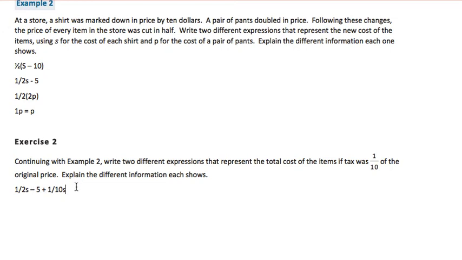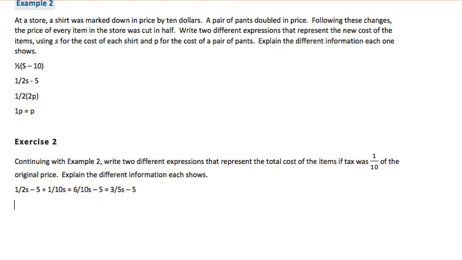And as you can see, now we have 2 S terms, so we should combine them. And 1/2 S plus 1/10 S would give us 6/10 S minus 5. And we can simplify that to 3/5 S minus 5.